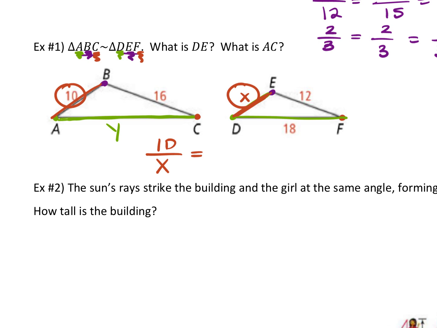It would have to be Y over 18, but then we have two variables, right? An X and a Y, so that would be hard to solve. It should be 16 over 12. If I went bigger triangle to smaller triangle, then I have to go bigger to smaller again. 16 over 12. So you have to match up the corresponding pieces, okay?